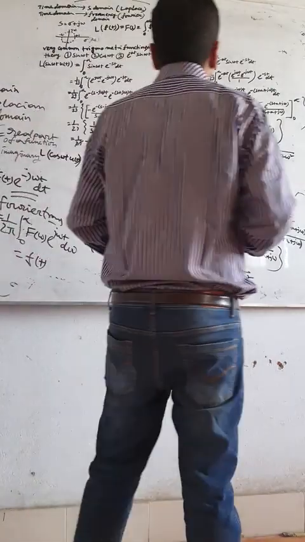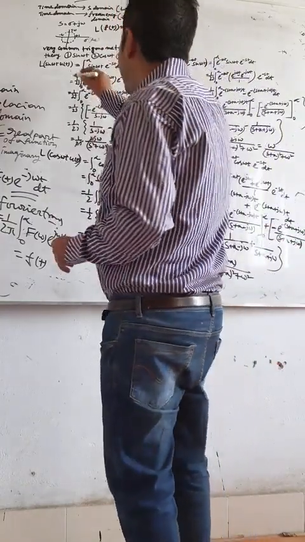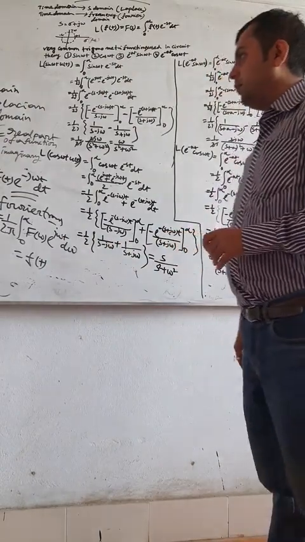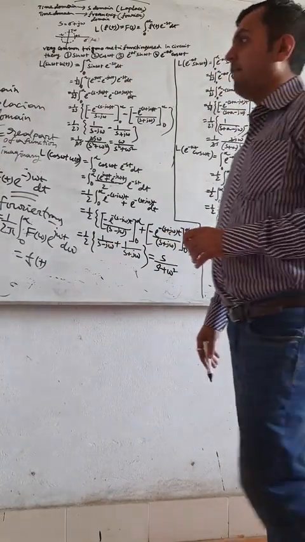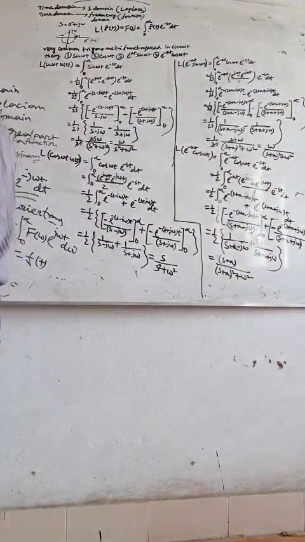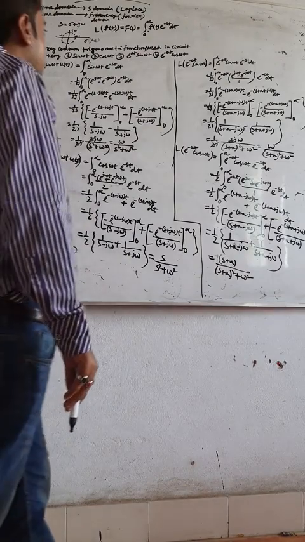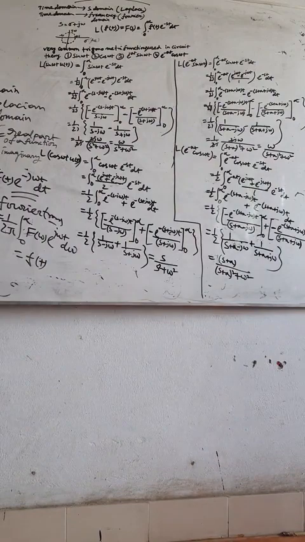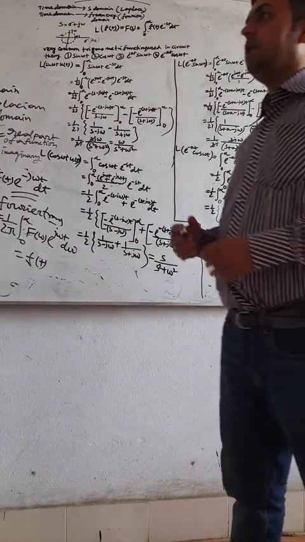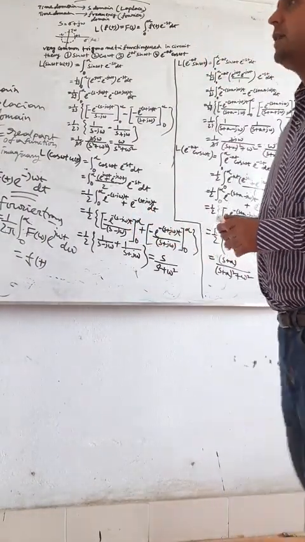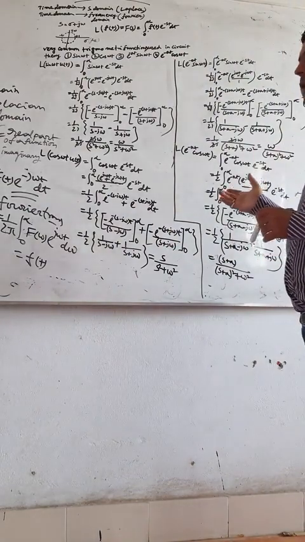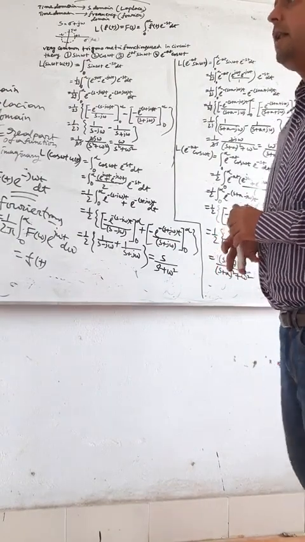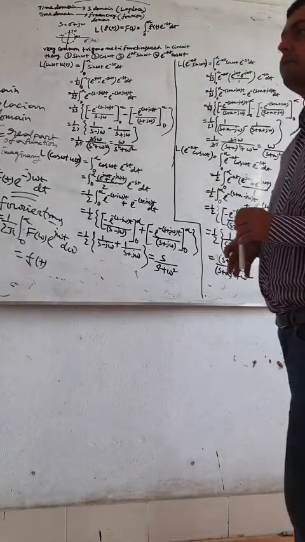Now the question is what is u(t)? I have written u(t) here. u(t) means unit step function. How to calculate the Laplace transform of the unit step function, unit ramp function, and delta function, that also we will learn in this class. In the next video, I will teach you how to calculate the Laplace transformation of these three functions.